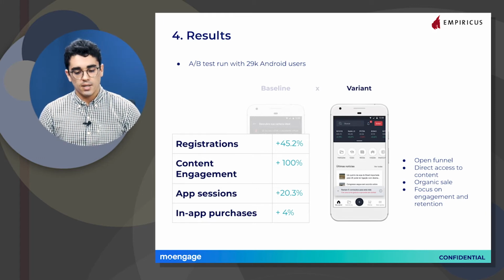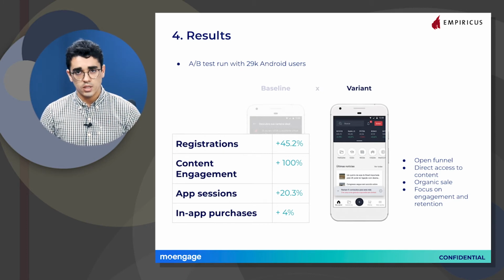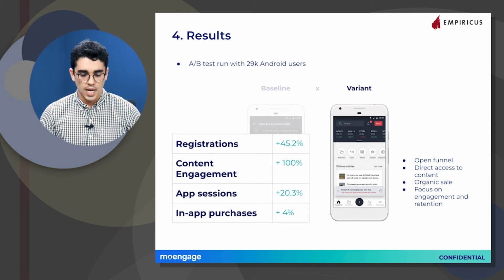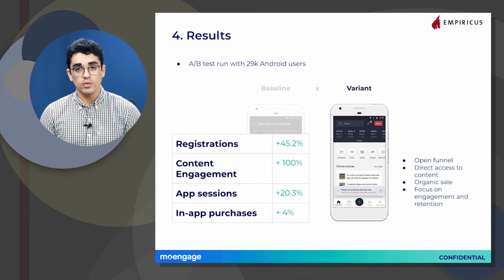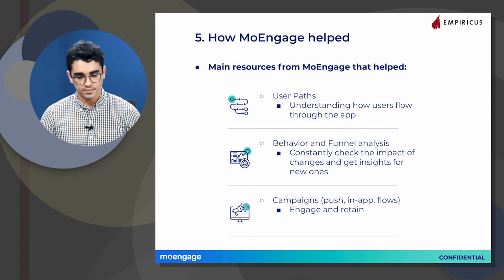And on the other hand, these other three metrics were skyrocketing. We boosted registrations, where users have to sign up to use deeper functionality on our app, by almost 50%. We doubled the engagement with our content, and we increased the number of sessions by 20%. This is awesome for us.